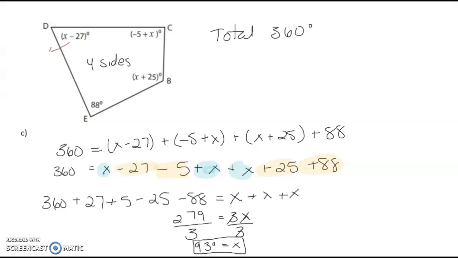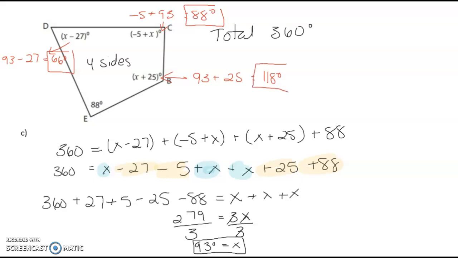So the first one, okay, so 93 minus 27 equals 66 degrees. Over here, 93 plus 25 equals 118 degrees. And C, negative 5 plus 93 equals 88 degrees. So now you have just solved for all the missing angles.